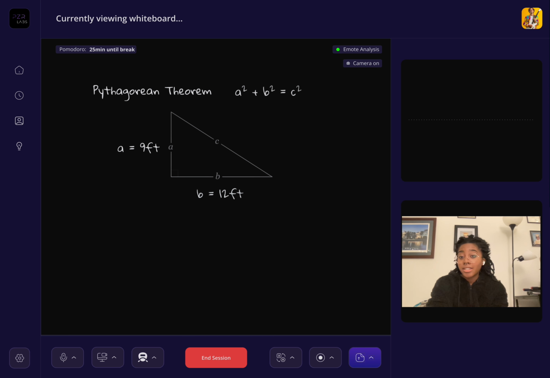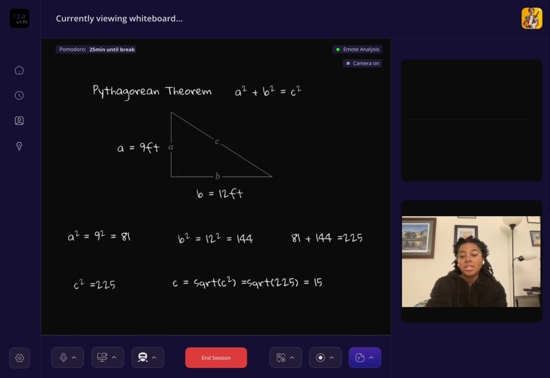So a squared, 9 squared, which is 81. And then b squared is 12 squared, which is 144. And then 81 plus 144 is 225. So c squared is going to be equal to 225. And then if we take the square root of 225, we end up with 15. So c is equal to 15 feet.